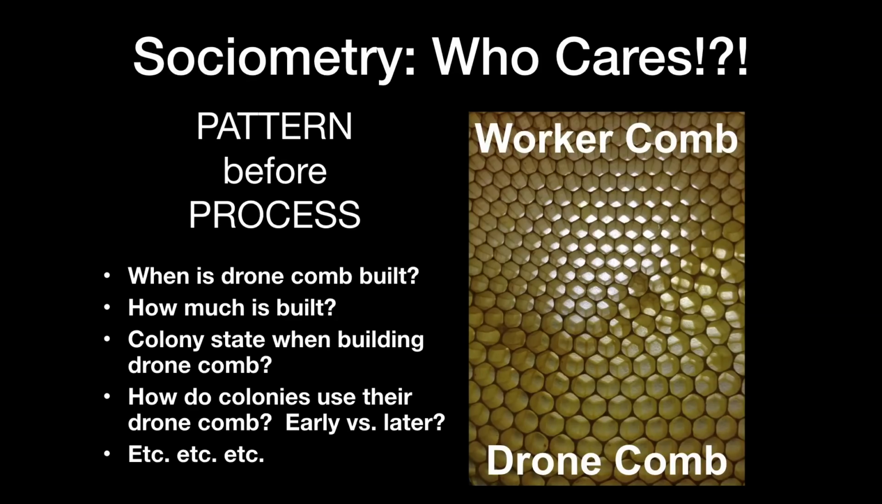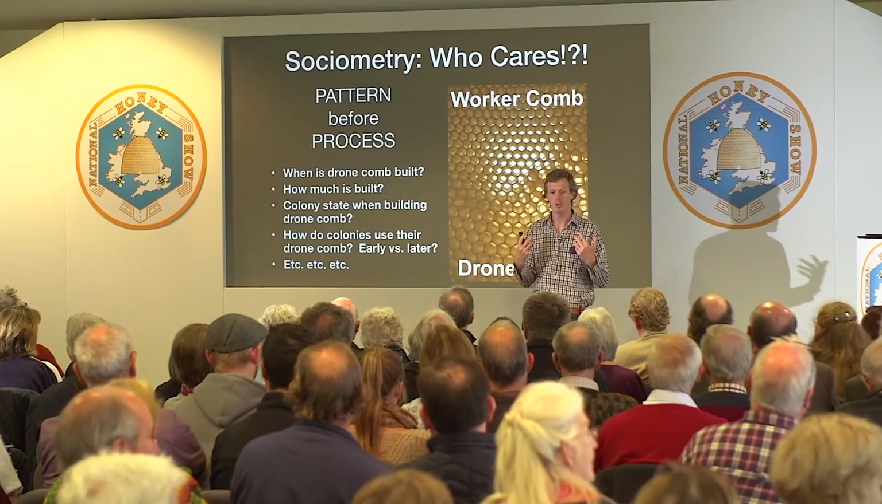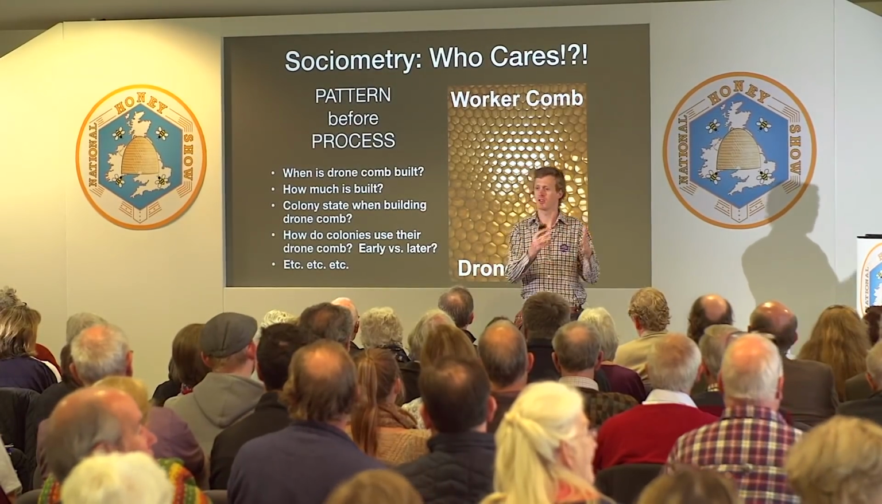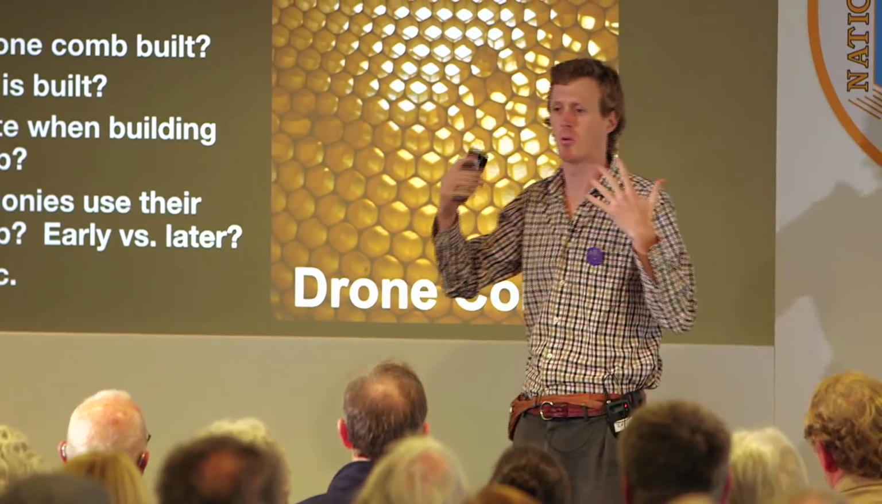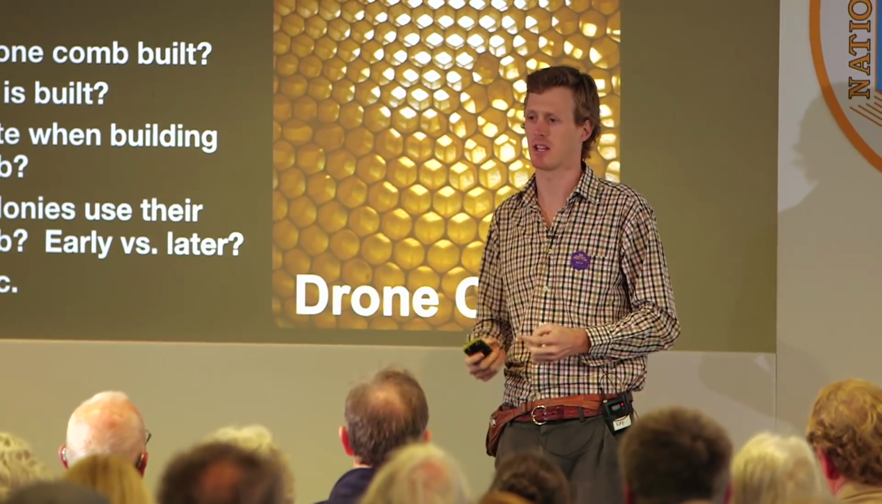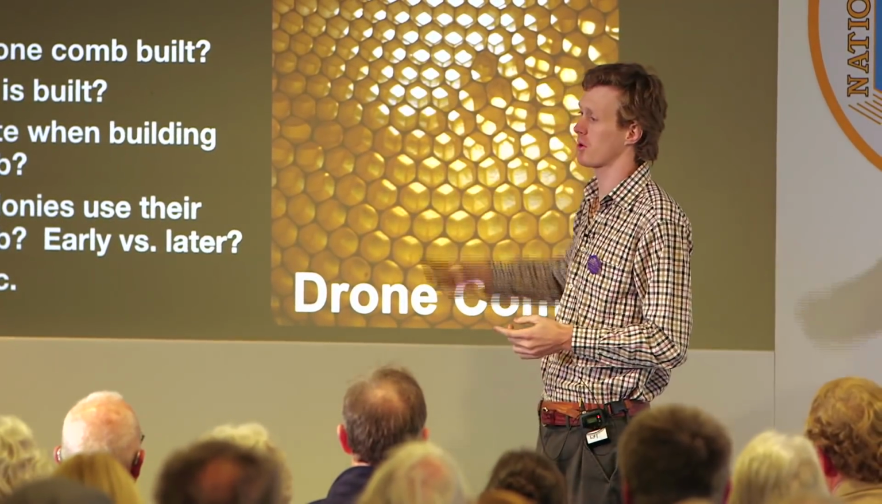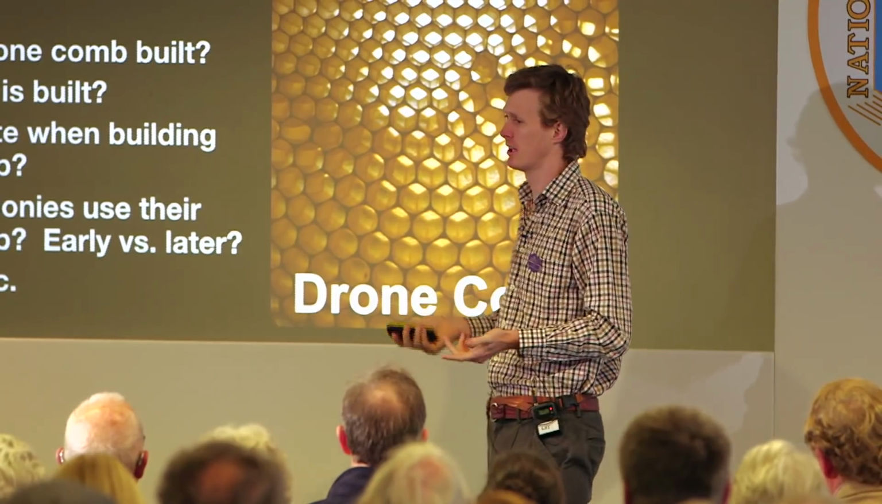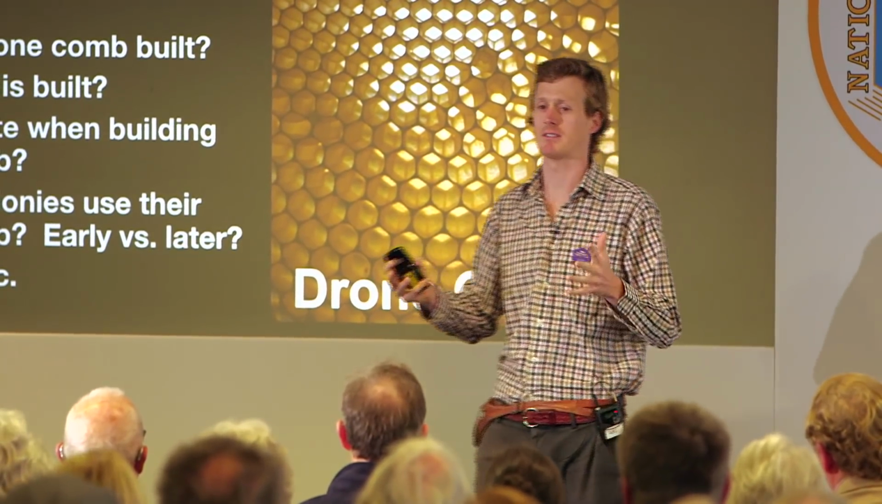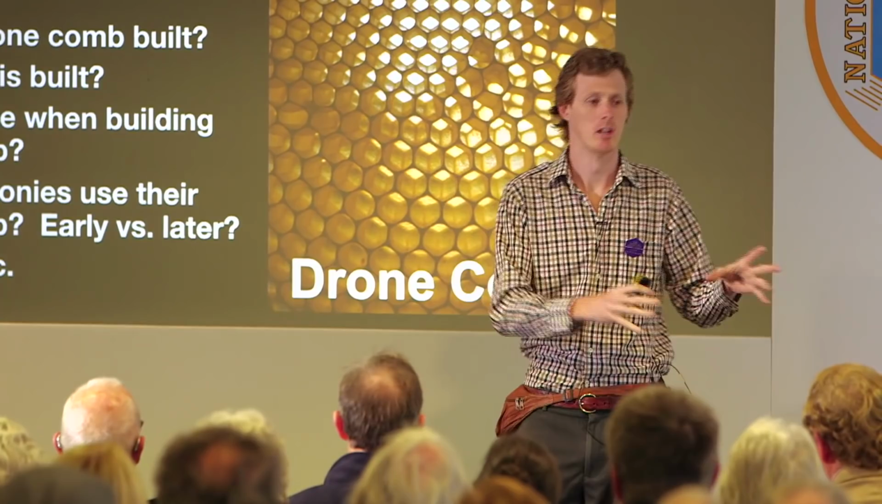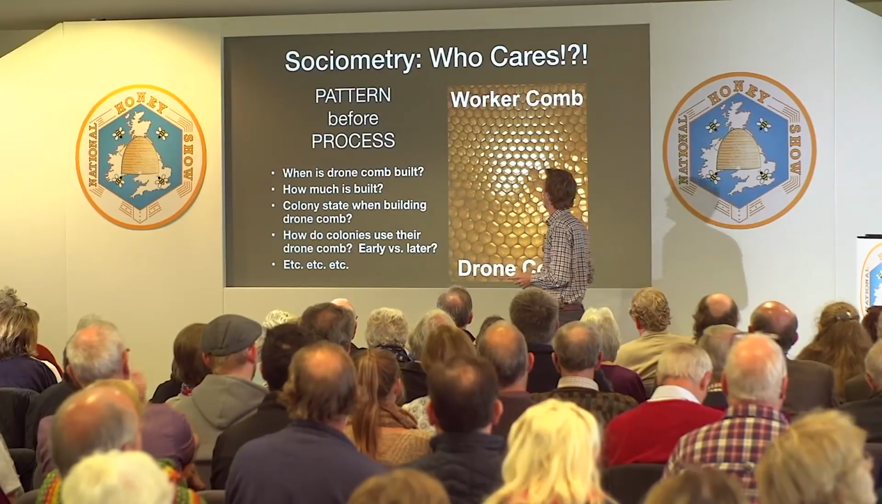How much of this drone comb do they build? What is the colony state when they're building this drone comb? And what are colonies actually doing with their drone comb at different points in their life? These are all things that in a realistic scenario, you want to look at what colonies are naturally doing to then understand, okay, what's the process behind those things that they do? And you can throw as many questions as you want at this. There's really an infinite number of things, but in all cases, you really want to have a pattern before you go to the process.